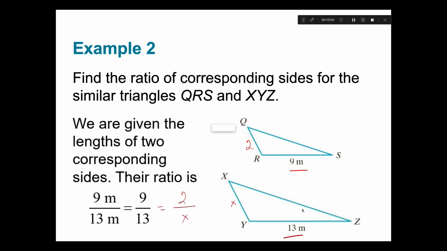And you all know how to do that because we've been doing that for weeks now, right? We're going to cross multiply 13 times 2. Give me 26 and divide that by 9. And that's going to tell me how long this XY is. Probably it is going to be a decimal for sure. Okay, that is a little extra. I don't know that you need that information yet. However, I just want you to know that that is what we're going to do to find those missing numbers.